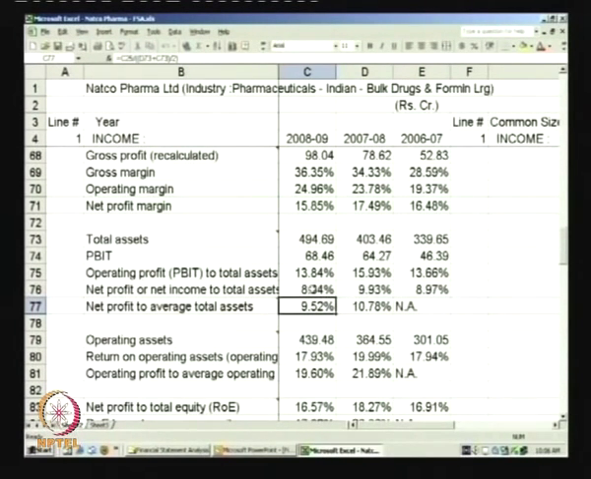One can see here that when net profit to total assets is measured in terms of closing assets, it is 8.64%, whereas if it is measured in terms of average total assets, it goes up to 9.52%, possibly because the profit to total assets was more in the previous year's total assets. So, this is one of the important ratios that all the investors look at.